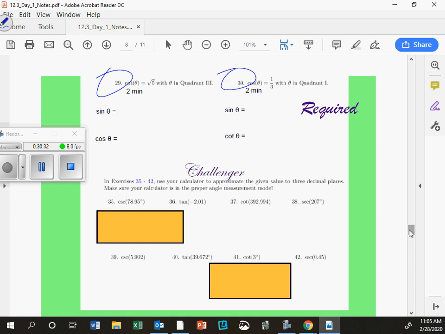Challenger, as usual, those are things that are not required. So they're just getting into weird decimal angles that are really big, and so it's not that hard, really.